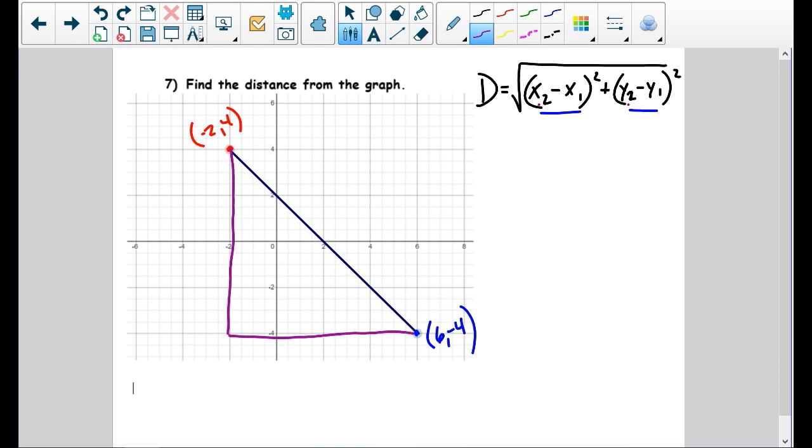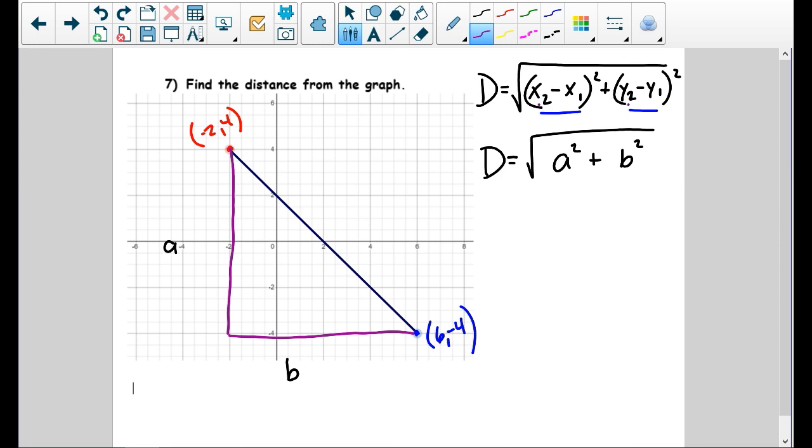Okay. So all I'm doing now, and basically this is what my formula is going to look like now. Distance equals square root some number squared plus some number squared. And those numbers are going to be here. It doesn't matter which one is which. I need to calculate those two distances now.